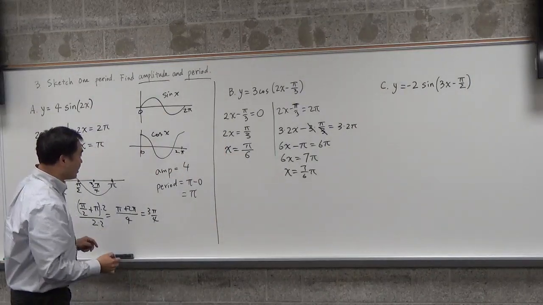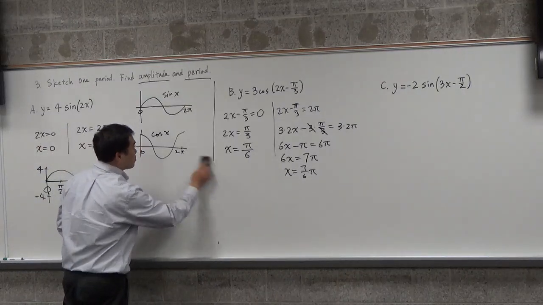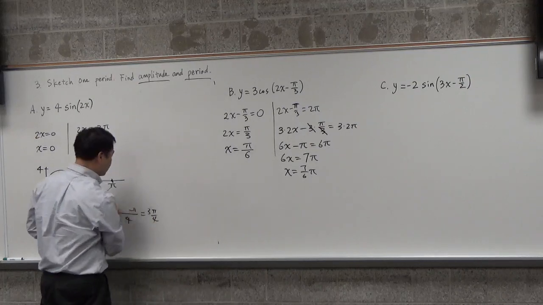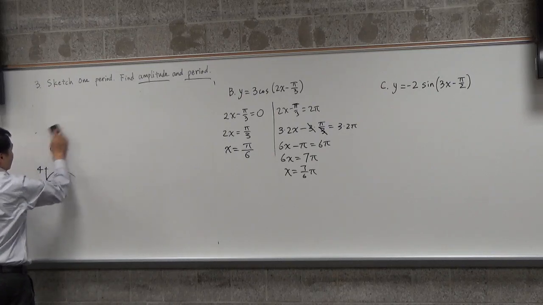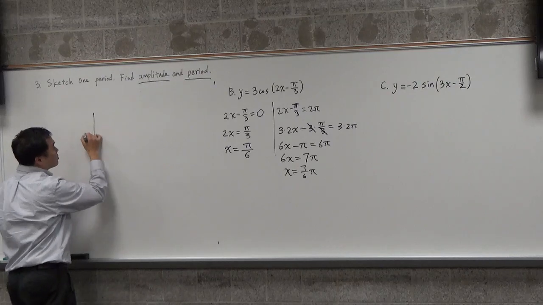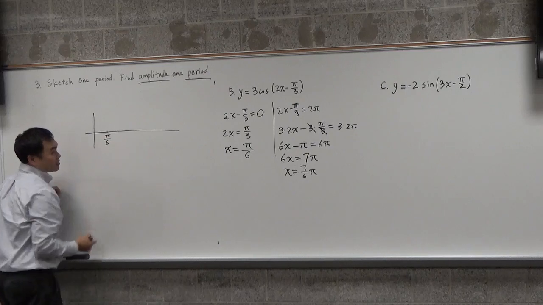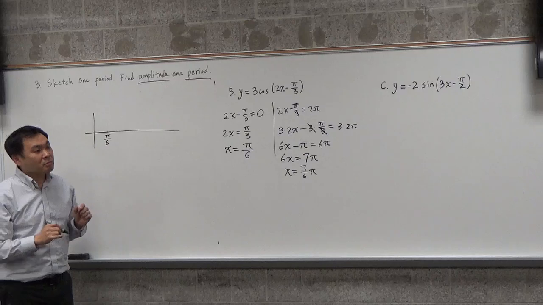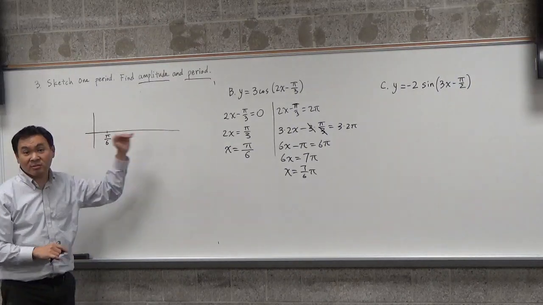So with that, I can draw the graph. All right, I should draw here, because I need room for computation there. So you want to put some places, pi over 6. That's your beginning point.